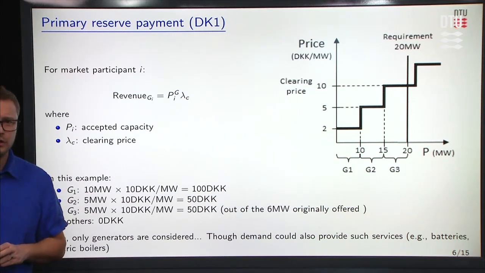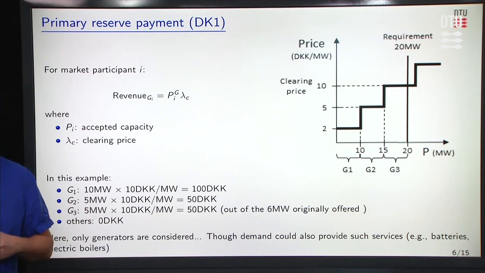Here we only focus on generators, but actually for provision of primary reserve, the demand side could also be considered in the sense that batteries or electric boilers, for instance, can be very good at sensing the frequency and reacting very fast to support frequency restoration.